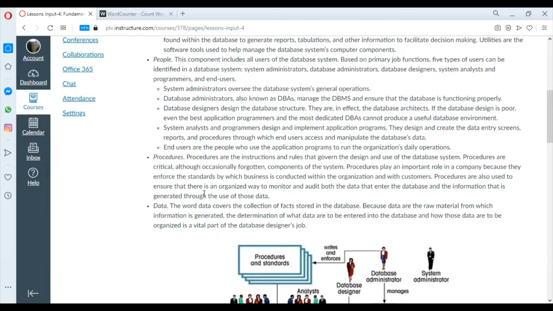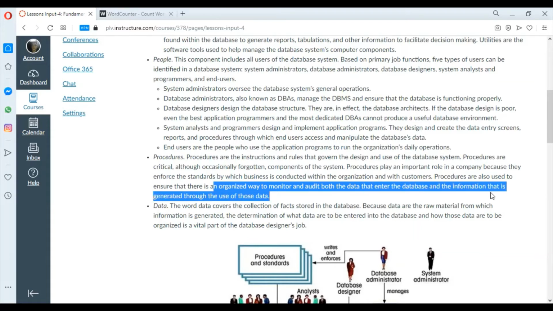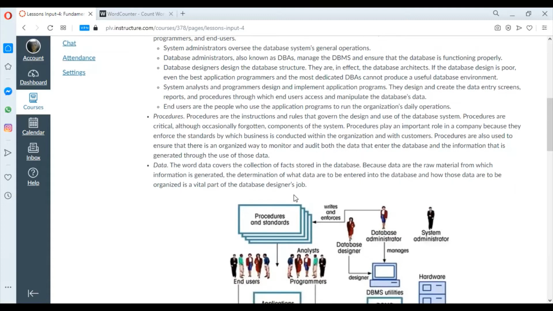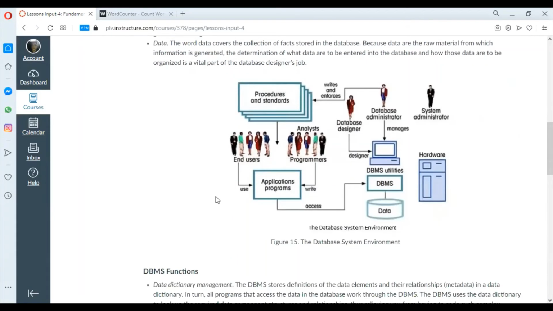They're also used to ensure that there is an organized way to monitor and audit both the data that enter the database and the information that is generated through the use of those data. Then lastly, we have the data. It covers the collection of facts stored in the database. They are the raw material from which information is generated. The determination of what data are to be entered into the database and how those data are to be organized is a vital part of the database designer's job.